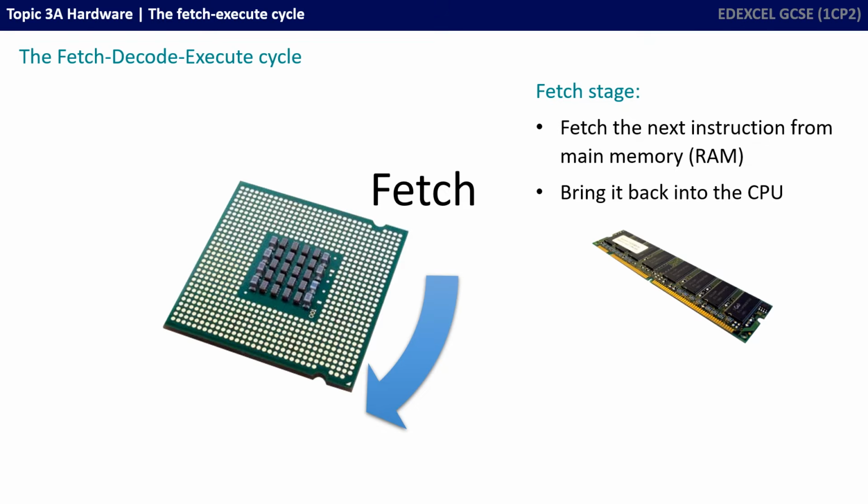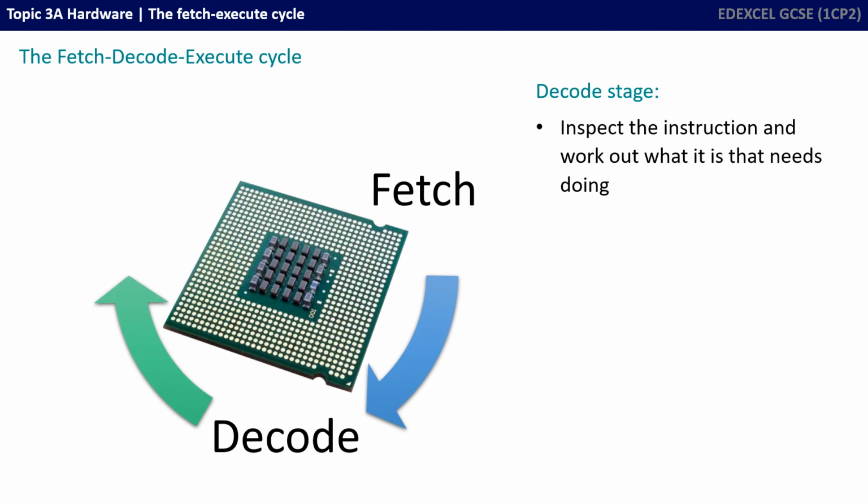During the fetch cycle, the CPU fetches the next instruction from the computer's main memory, typically known as RAM, and then brings it back into the CPU. Having fetched the instruction, the CPU now decodes it. It inspects the instruction and breaks it down to work out what it needs to do.